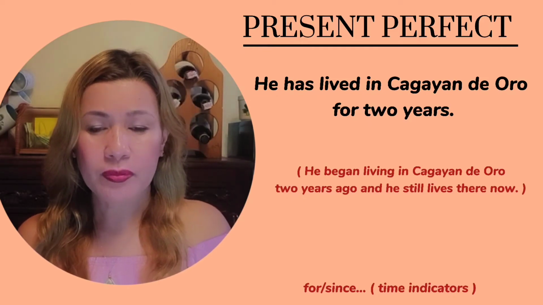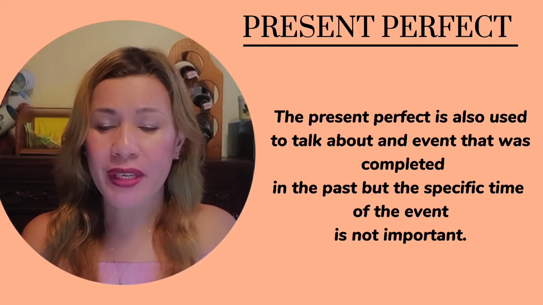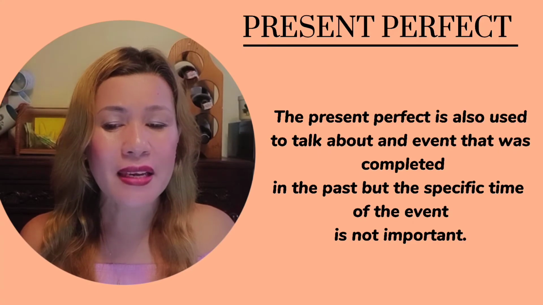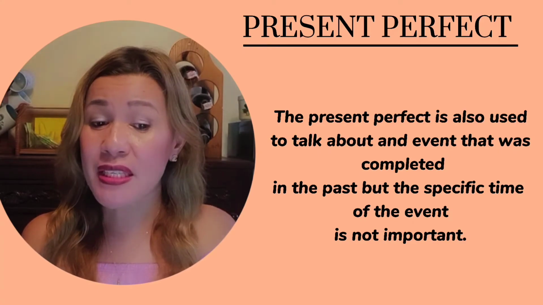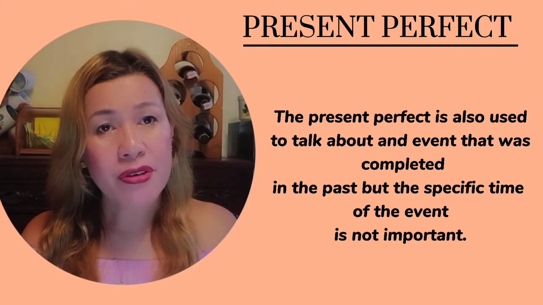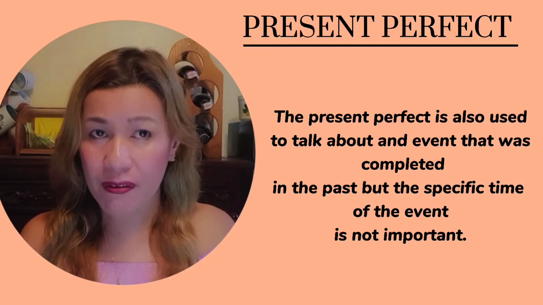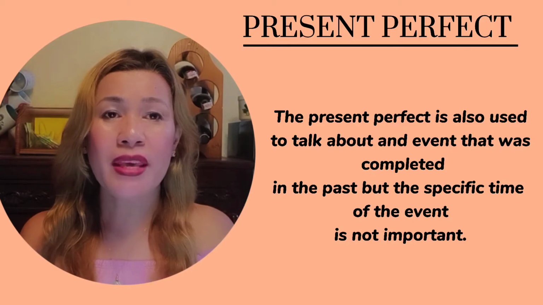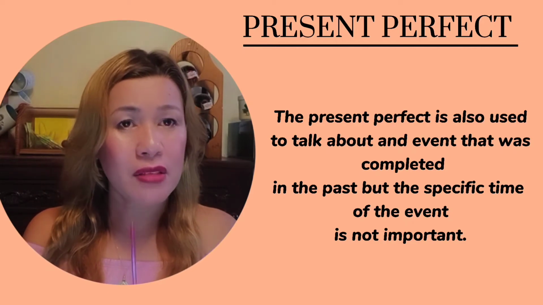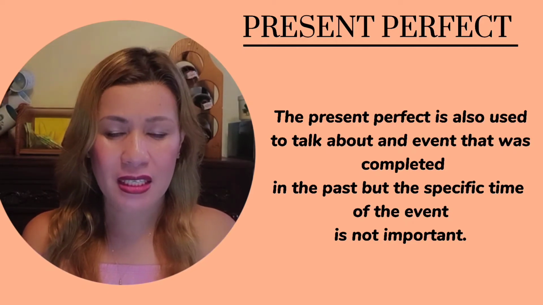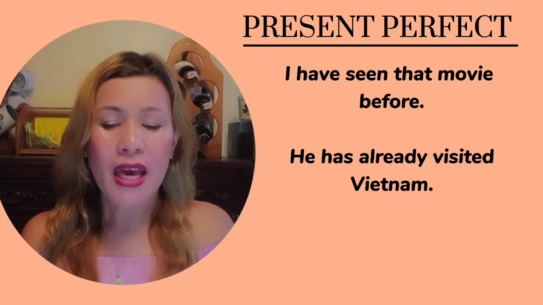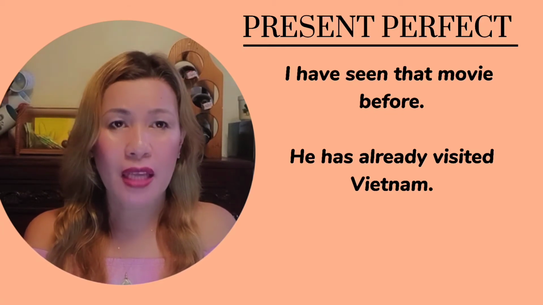Okay, moving on. The second use of present perfect tense is to talk about an event that was completed in the past, but the specific time of the event is not important. In other words, the time indicator or the past time indicator is not given. So, when the action is already completed, but the time indicator is not given, the appropriate tense to use is the present perfect tense. In this example, I have seen that movie before. Another, he has already visited Vietnam.